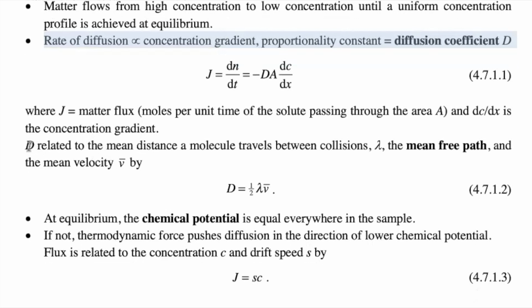There are several ways we're going to discuss what the diffusion coefficient is and how you can get at it. One way to define it is that it's related to the mean distance a molecule travels between collisions, the mean free path. We introduced that last time, lambda. And if you take lambda, the mean free path, times the mean velocity, v bar, 1/2 lambda v bar, that would give you the diffusion coefficient. So that gives you one physical interpretation for the diffusion coefficient.